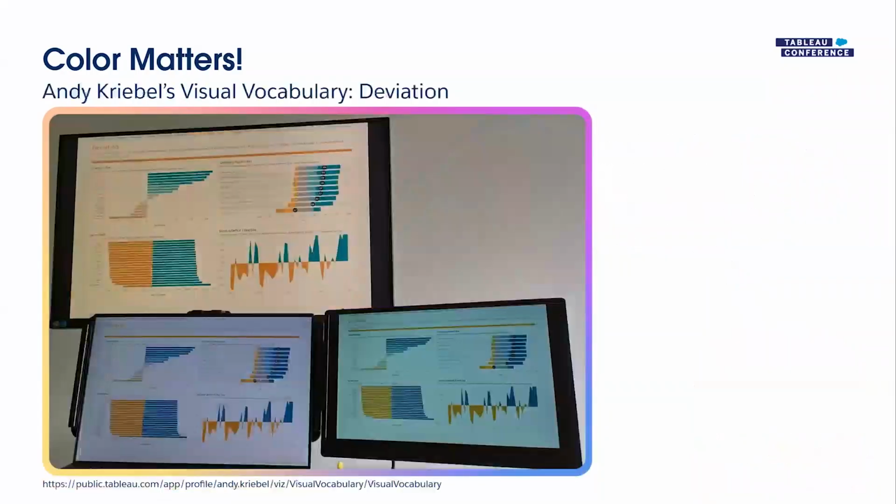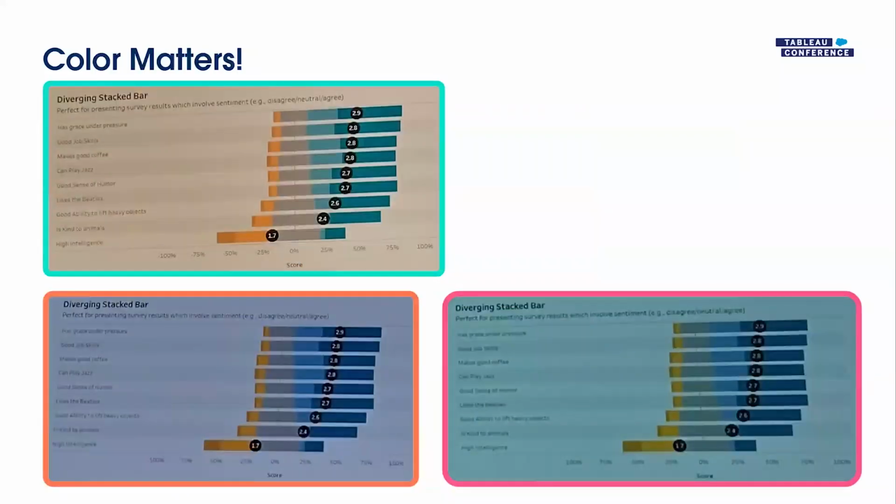That's even apparent when you look at a dashboard on the setup. So here's Andy Kriebel's visual vocabulary, the deviation tab. And I do love me a diverging stacked bar chart. But what on earth is happening here? The orange bars disagree. The orange bars, disagree and strongly disagree, are distinguishable from everything else on all of the charts.